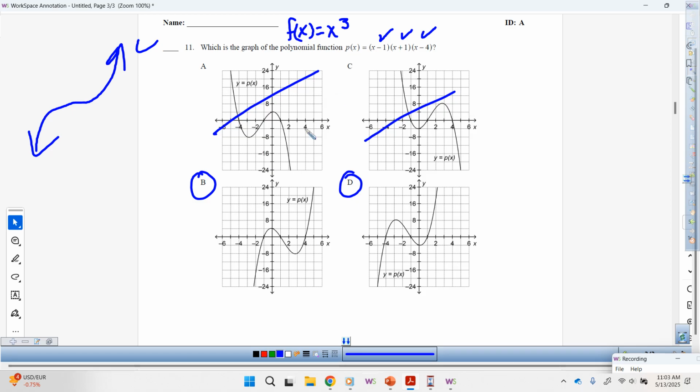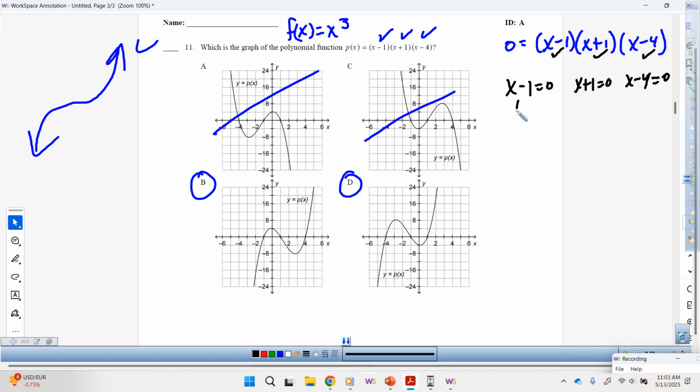All right. So, with that said, how do we find out which one it is? Well, we are right here. I'm going to set that equal to 0: x minus 1, x plus 1, x minus 4. So what is the next step, Mr. Q? Set each one of those equal to 0, starting with this one. x minus 1 equal to 0, x plus 1 equal to 0, x minus 4 equal to 0, and solve. Plus 1, x equals 1; minus 1, x equals negative 1; plus 4, x equals 4.